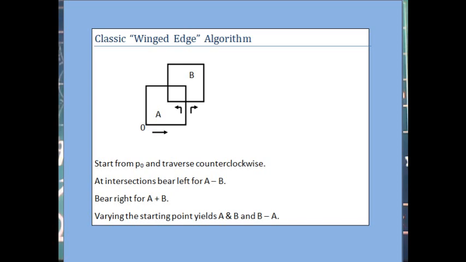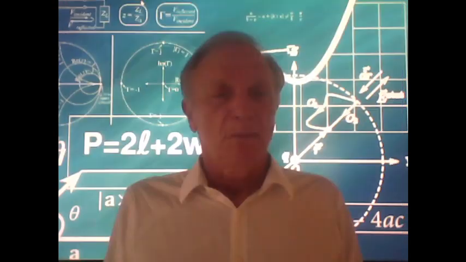Starting at 0 and bearing right will generate A plus B. Finally, if we start at a point of A inside B and bearing left, we will generate A and B. And we know we can perfectly compute any of A's vertices are inside B.